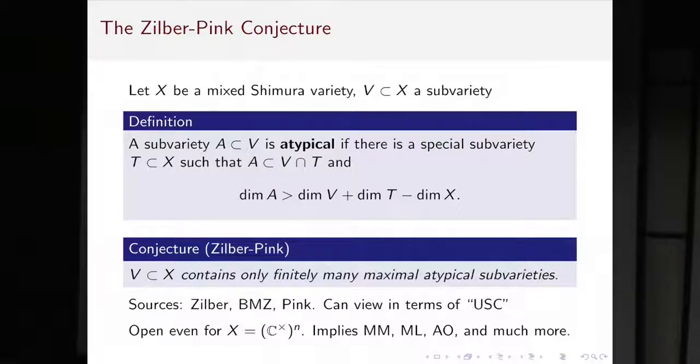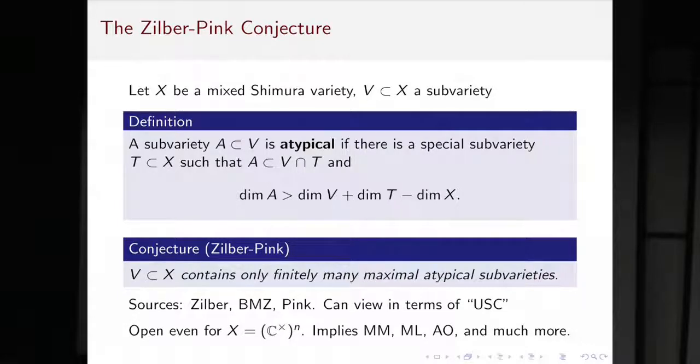that if you take a mixed Shimura variety, which is a slightly still more general object, and a subvariety of that, then there are only essentially finitely many reasons for this variety to intersect a special subvariety atypically in dimension. You define the notion of an atypical component as a component of an intersection of V with some special subvariety such that the component has dimension too large. And then the conjecture, the Zilber-Pink conjecture, is that there are only finitely many maximal such things.